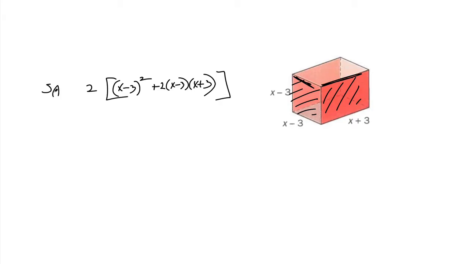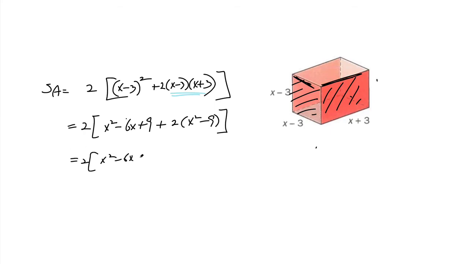Okay, this is surface area, right? Because we have two of each, front and back, top and bottom. All right, let's expand. That's x squared minus, right? Minus 2 times 3x, so it's 6x plus 9. This is a conjugate pair, so it's going to be x squared minus 9.